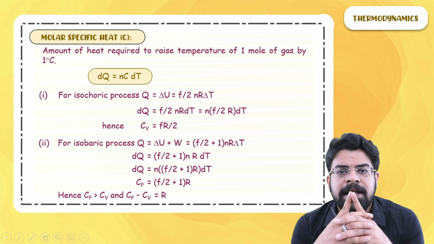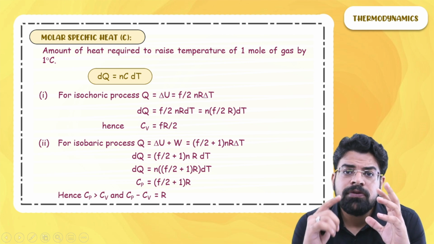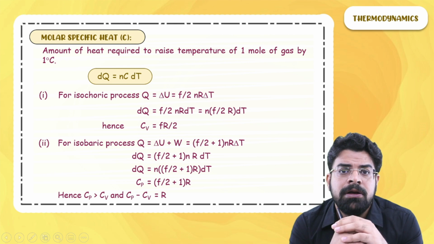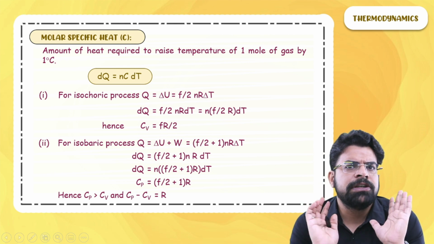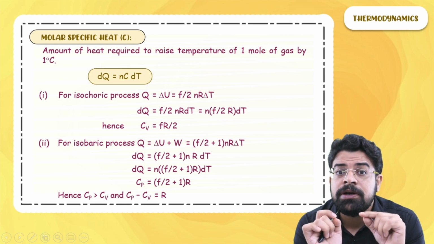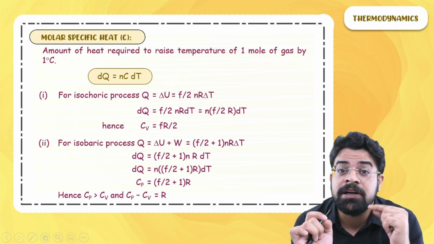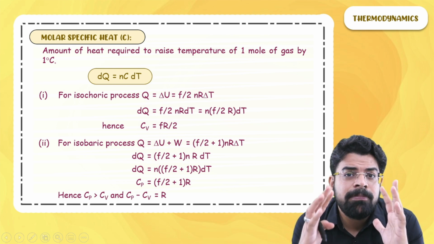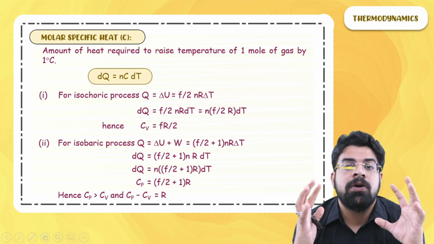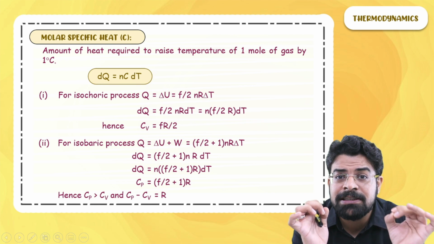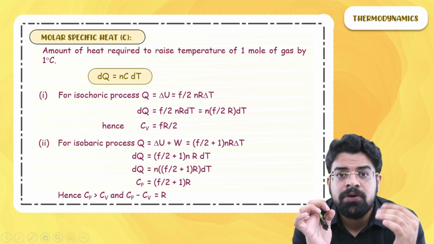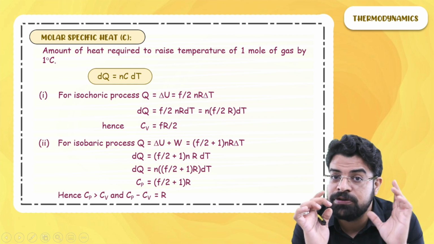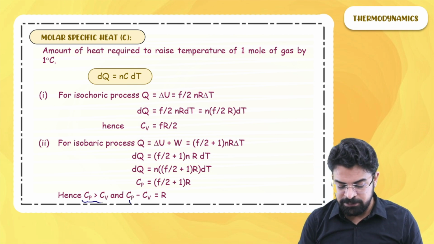While teaching you about isobaric process, I said that you have to give more heat in case of isobaric process for the same rise in temperature. Why? In isochoric process, the volume is constant, so all the heat provided is utilized to increase the internal energy, to increase the temperature. While in the case of isobaric process, when you provide some heat, some part of that heat is utilized to do work on the surroundings. So the internal energy does not increase by the same amount. So you have to provide more heat to increase the internal energy by the same amount as in the isochoric process. So Cp is more than Cv and Cp minus Cv equals R.